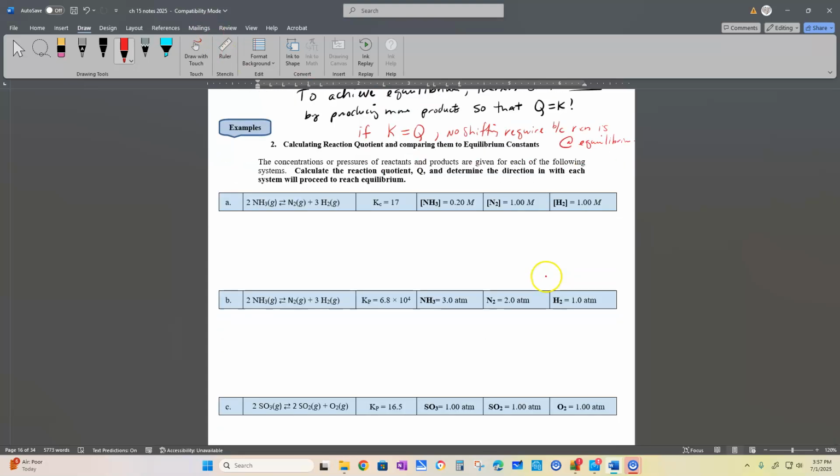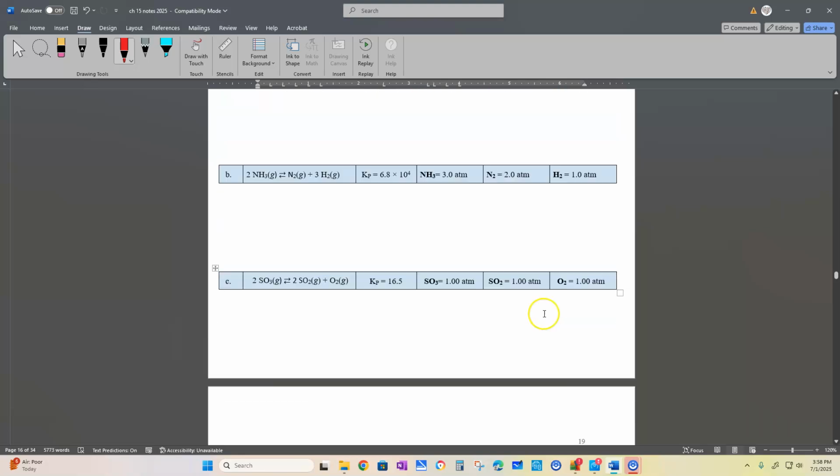So I want you to try some. Number 2, solve for Q. Determine the direction each system needs to proceed to reach equilibrium, and compare K versus Q. But I also want you to practice your explanations. So I left you some room to solve, and I left you room to explain. See you on the next one.